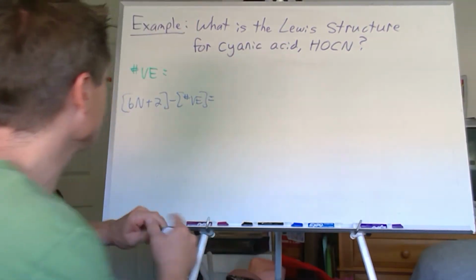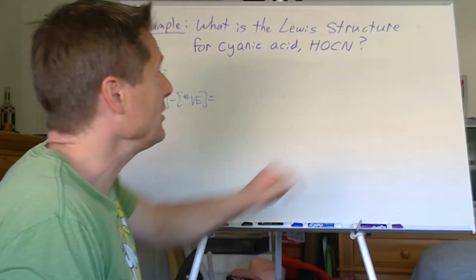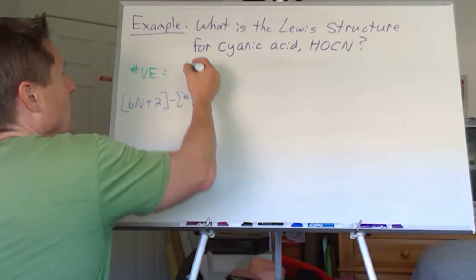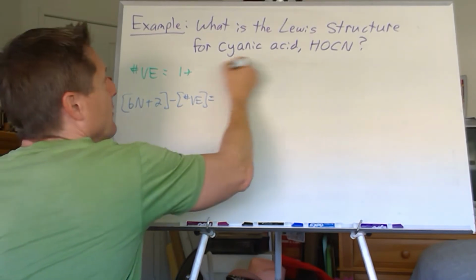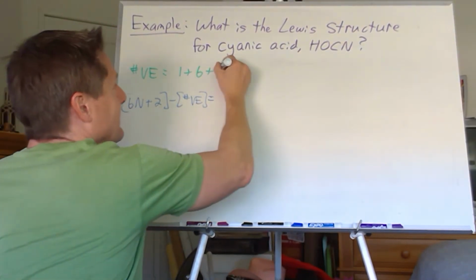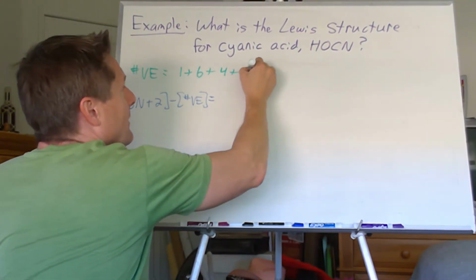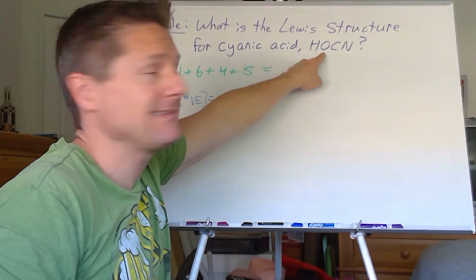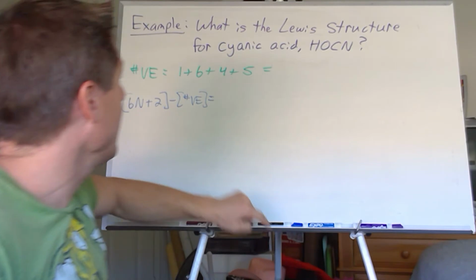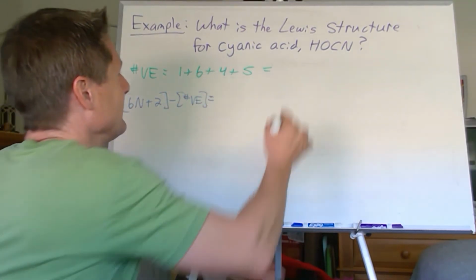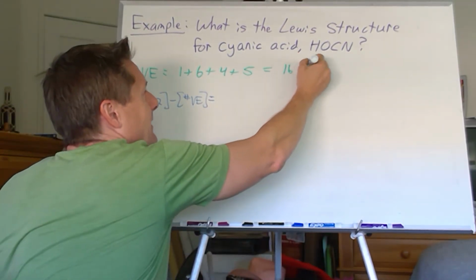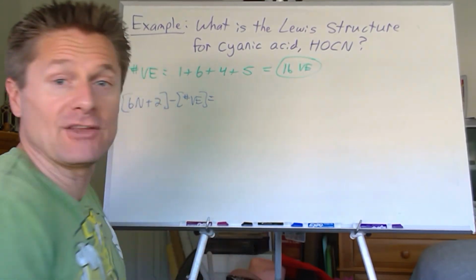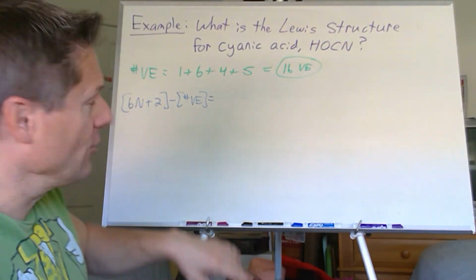Well, let's go. So we've got a hydrogen, oxygen, carbon, and nitrogen. We've got 1 of each, so I'm just going to go 1 for the hydrogen, 6 for the oxygen, 4 for the carbon, 5 for the nitrogen, right? Group 1A, group 6A, group 4A, group 5A. So we've got 16 valence electrons. That's an even number, so it's not a free radical.